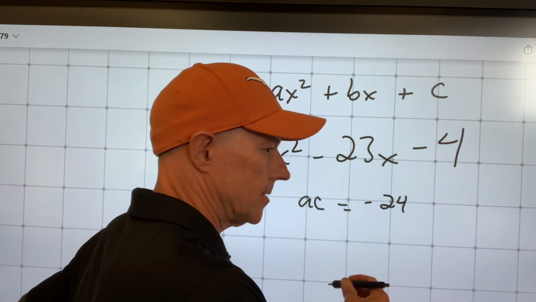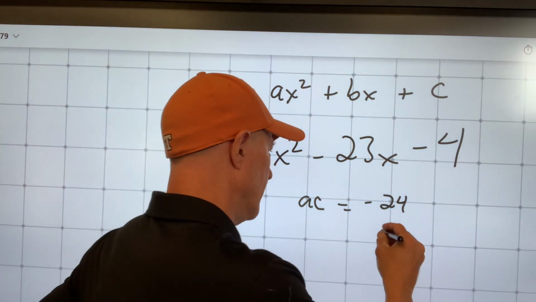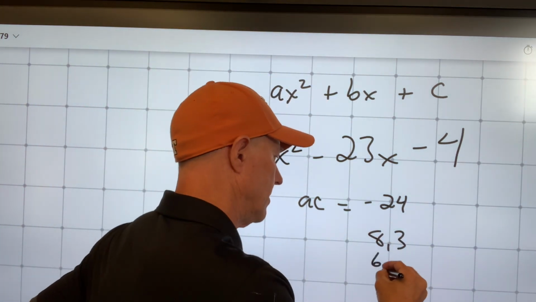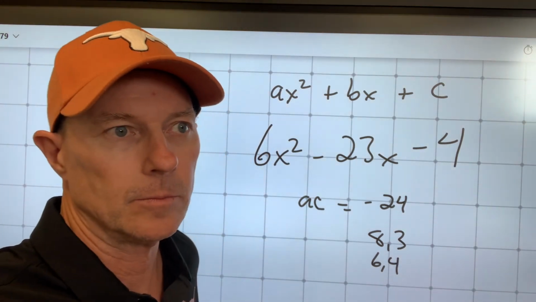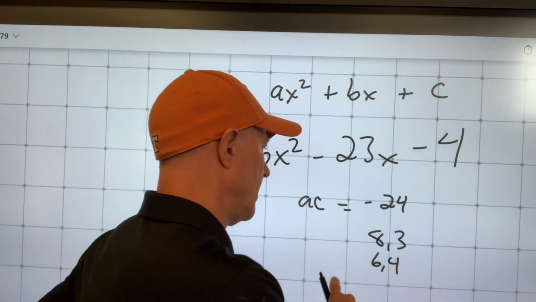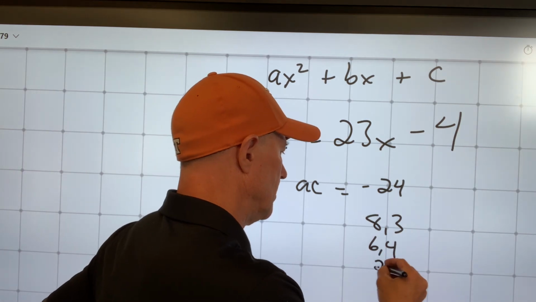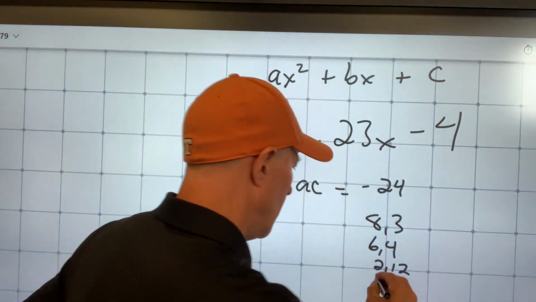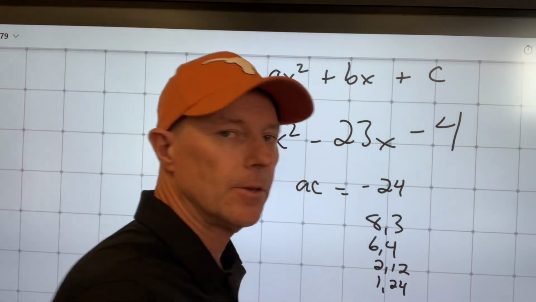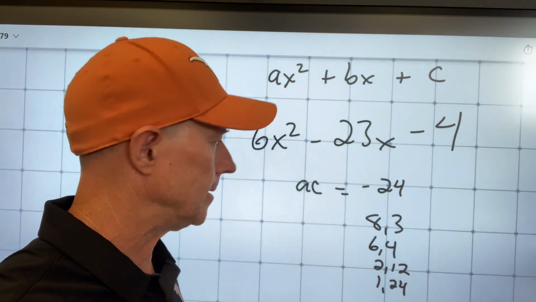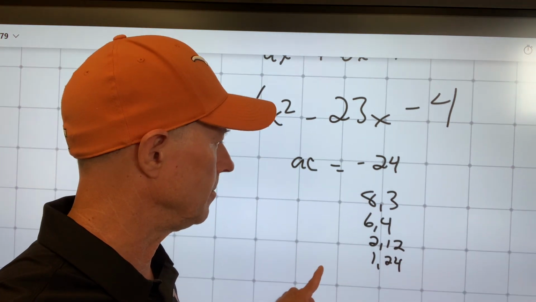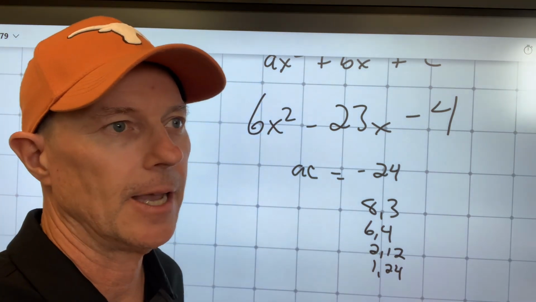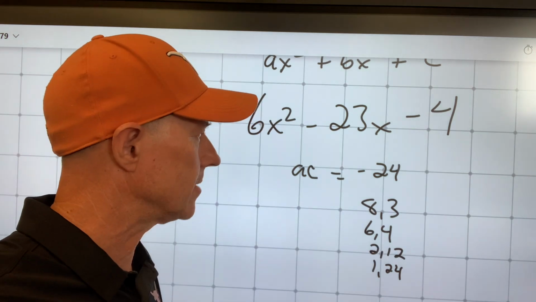So they list, say, 8 and 3. If you multiply 8 by 3, you get 24. Then 6 and 4 make 24. 2 and 12 multiplied together would give us 24. 1 and 24 multiplied together would give us 24. Have I done all of them? Of course, we're sticking to whole numbers here, so we don't have to do a half times 48. So these are the factors of 24.